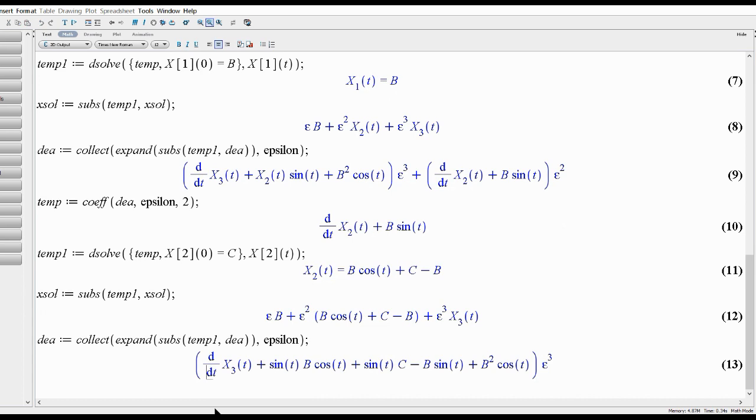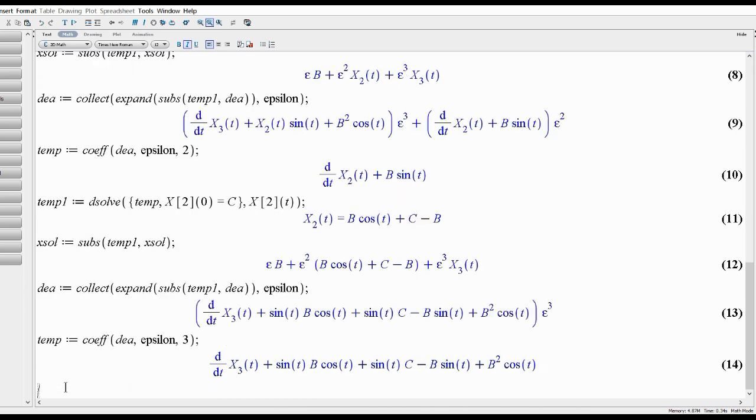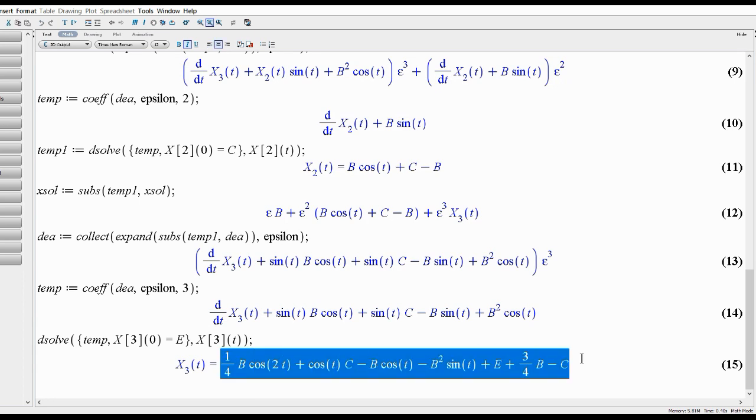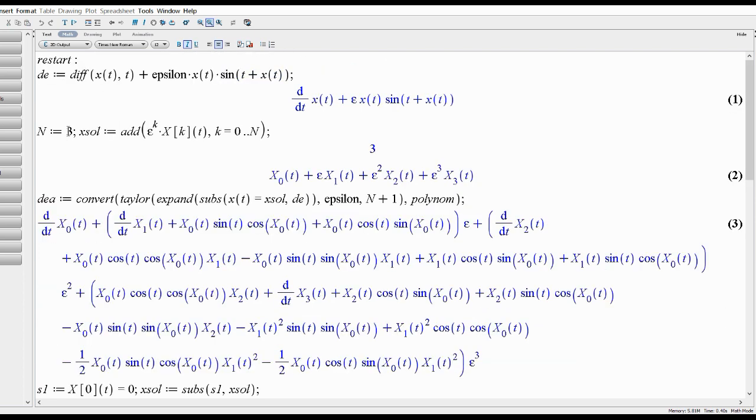Now we have to solve this, and what we will do is we will say temp is equal to the coefficient of DEA epsilon 3, excuse me, and then I will say dsolve temp, x3 of t, 0 equals, now I don't want to say d, I'll say e, some number, and I say solve for x3 of t, and this seems all right, but then I think that means it will work out badly at the next order. So let's go here.